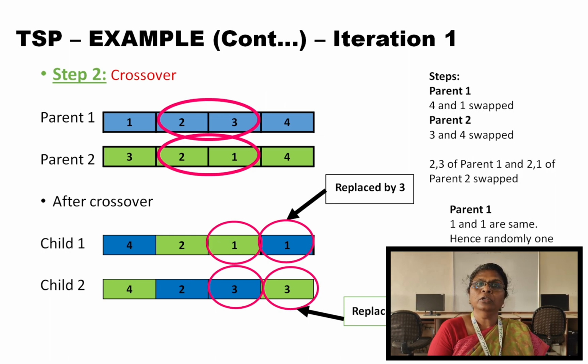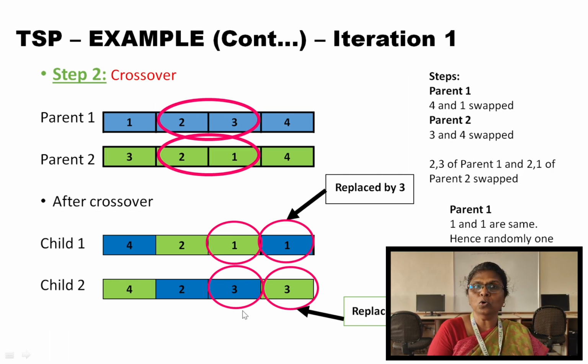So what we do is, the repetition is going to be replaced. We can take any one randomly. From the first child, child 1, the fourth cell, we are replacing by 3. It is only done randomly, so there is no hard and fast rule.